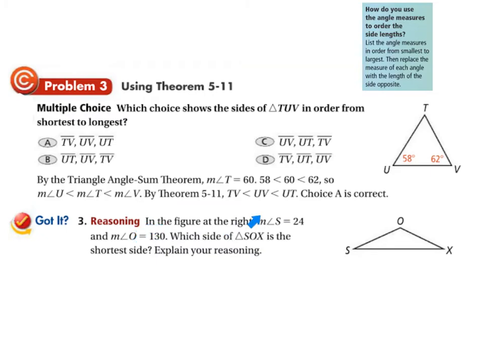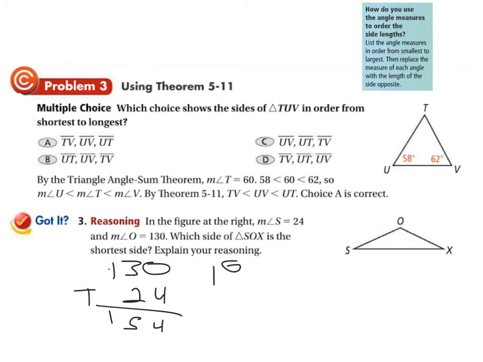But if we know what the three angles are, then we can start to sort out the shortest side. So we have to see, is this the smallest angle or is the other angle smallest? So if we calculate here, what's 130 plus 24? I guess I could write this. 130 plus 24 is 154.